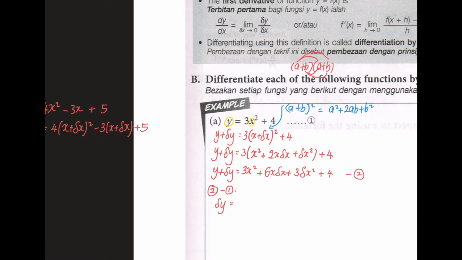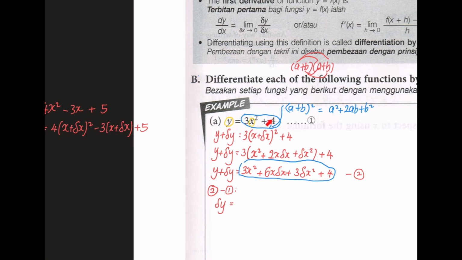Let's say I just make a circle here. This one minus with this one. So when I minus, whatever can cancel off, I just cut it off straight away. 3x squared minus 3x squared, no more.